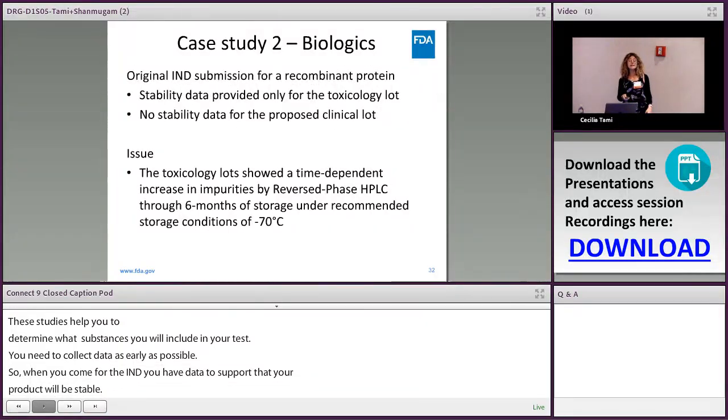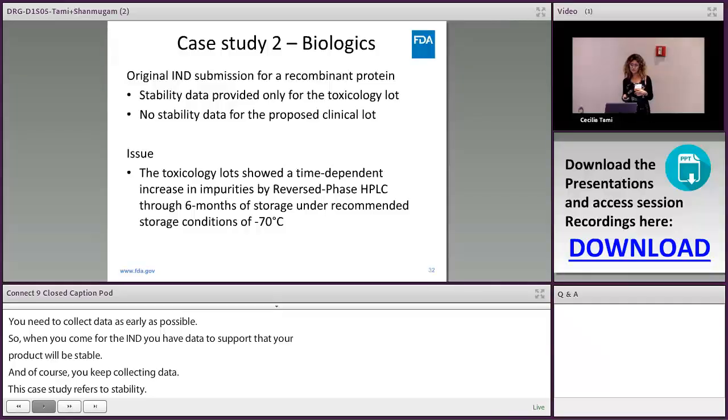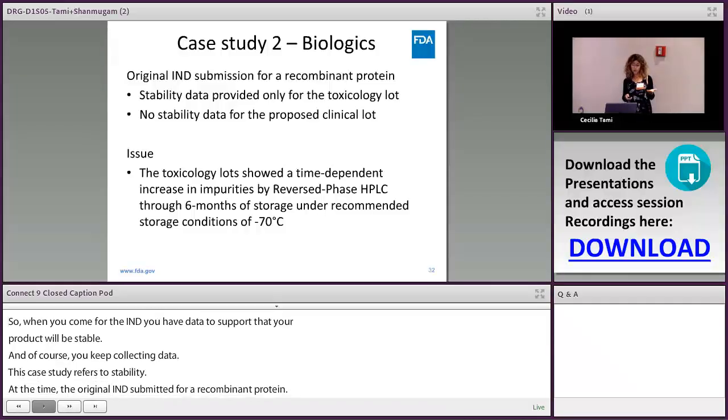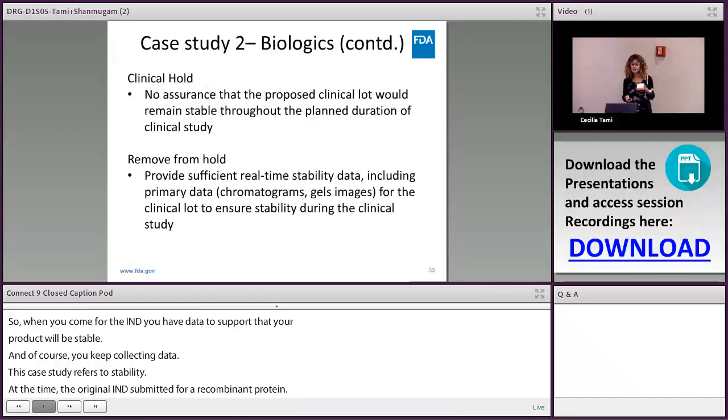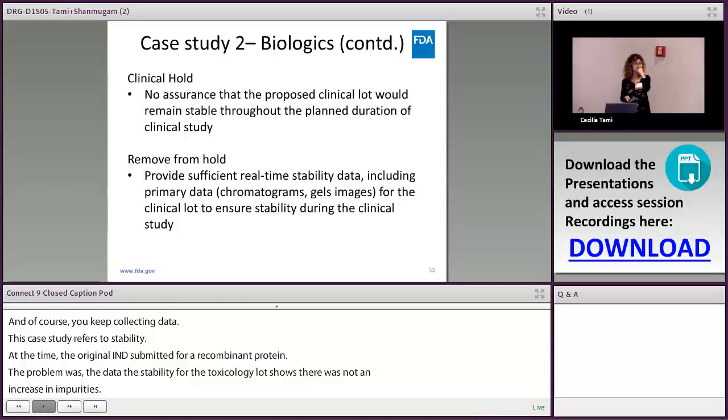So this case study refers to stability, obviously. At the time of the original IND, the sponsor submitted stability data from the tox lot. They hadn't collected data for the clinical lot. But the problem was that the stability data for the tox lot showed an increase in the impurities by reverse phase throughout 6 months when the tox lot was stored at the recommended storage condition of -70. So really, we didn't have information to support the stability of the proposed clinical lot during the studies. So this IND was placed on hold.